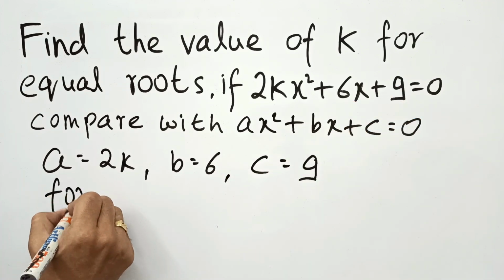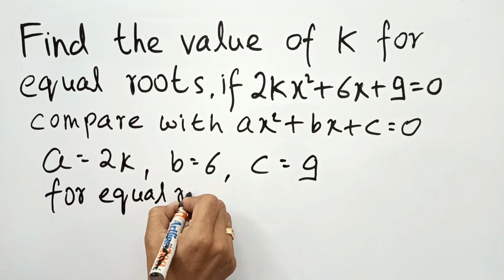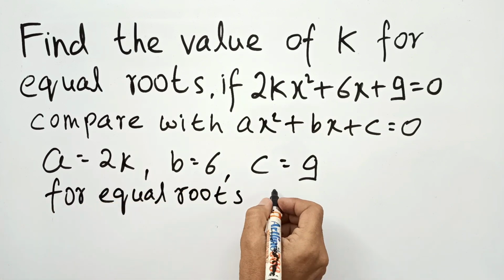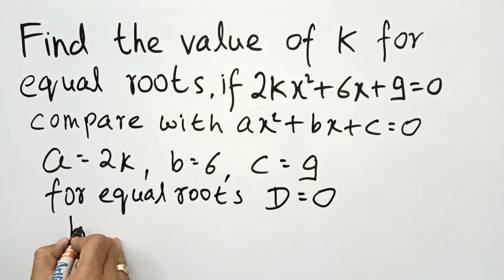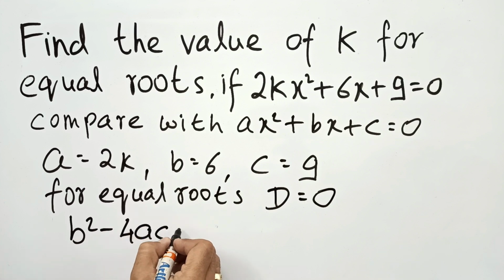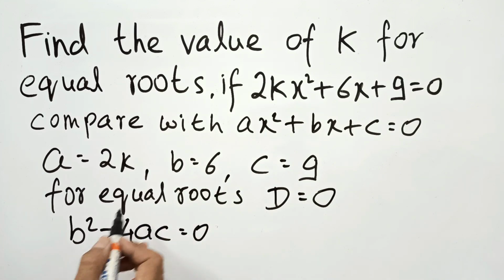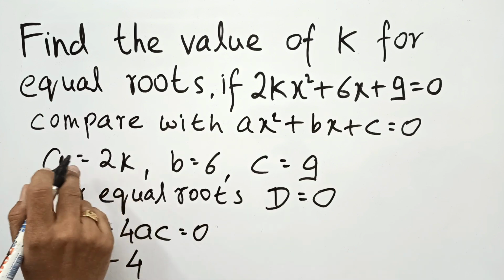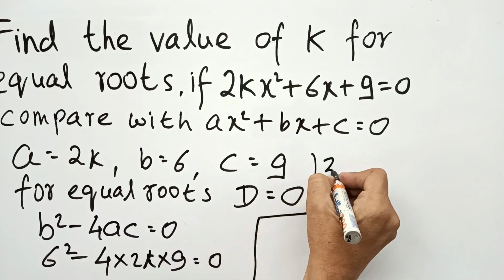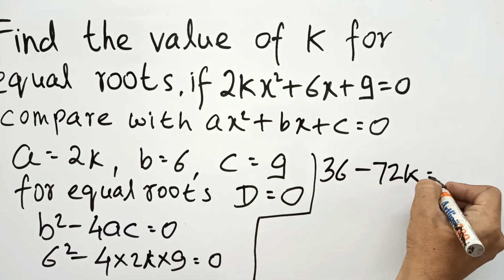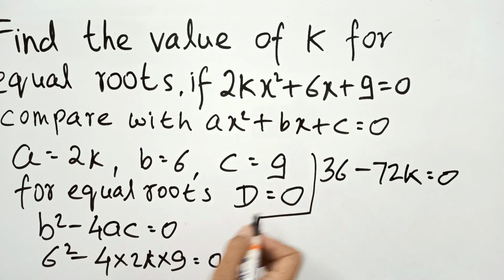For equal roots, the condition is that the discriminant should be 0. Discriminant means b square minus 4ac is equal to 0. b square means 6 square, minus 4 into a into c, which is 2k into 9, must be 0. 6 square is 36 minus 4 into 2k into 9, which is 72k.